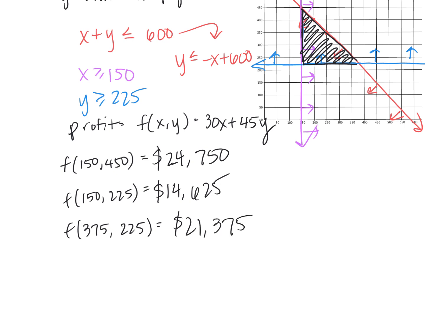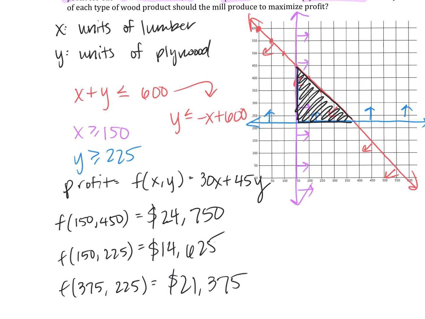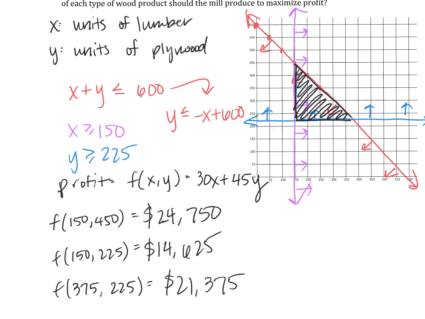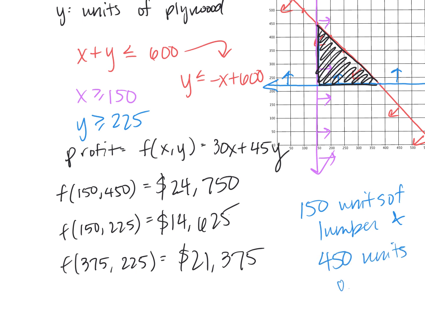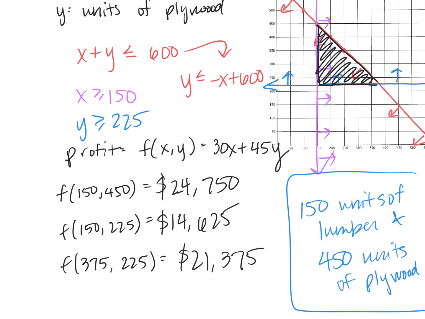So guys, what's our winner? They said how many units of each would maximize the profit? So technically 150 units of what? Agreed, because it's the X, units of lumber, and 450 units of plywood. That's going to maximize. And that makes sense because it was the highest point for China. It does make sense, right?